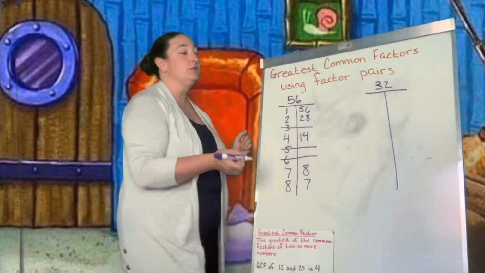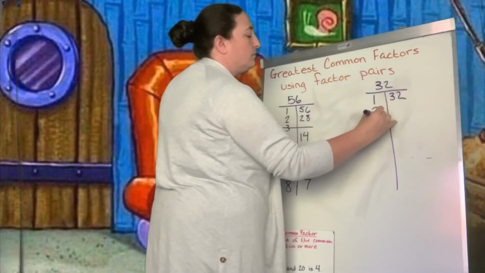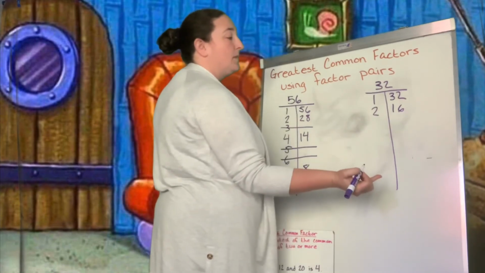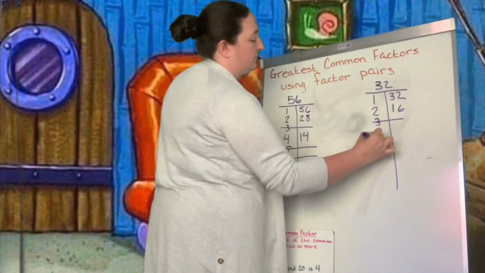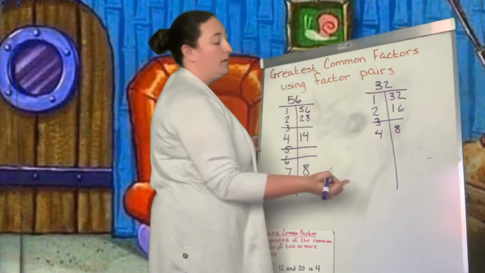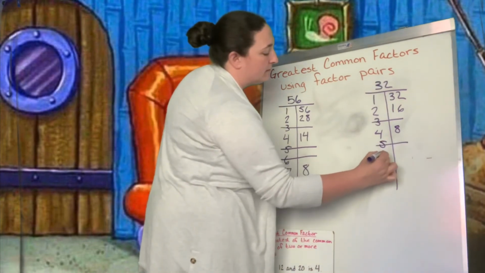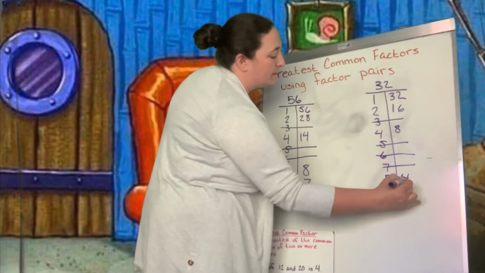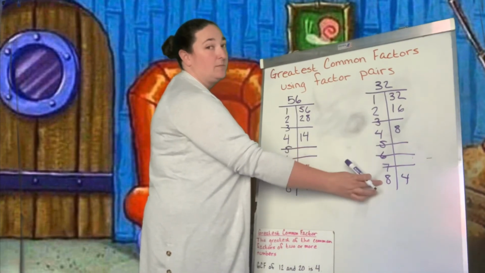Let's do our list for 32. 1 times 32, 2 times, it goes in 16 times. Does 3 go into 32? Nope. Does 4 go into 32? Yep, it goes in 8 times. Does 5 go into 32? No. 6 does not. 7 does not. 8 does. Hey, and I've got my repeated factor pair. 4 times 8, 8 times 4.